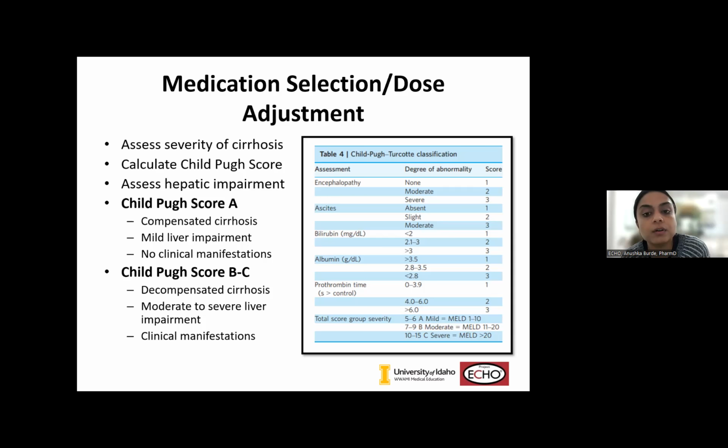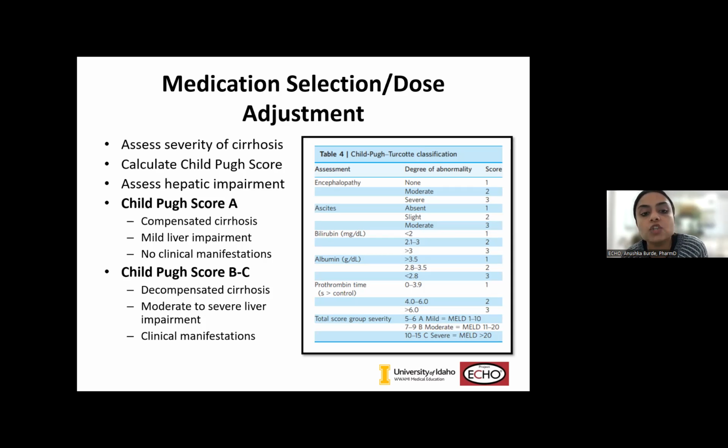It depends on what resource you'll be using, and I'll tell you why. So a MELD score of 1 to 10 means, again, mild impairment. A Child-Pugh score of 7 to 9 means it's Child-Pugh B, and that means there is moderate impairment of the liver, and that correlates to a MELD score of 11 to 20, which is also considered moderate. And then a Child-Pugh score of 10 to 15 is Child-Pugh C, and that's considered severe impairment, with a MELD score correlating to greater than 20.